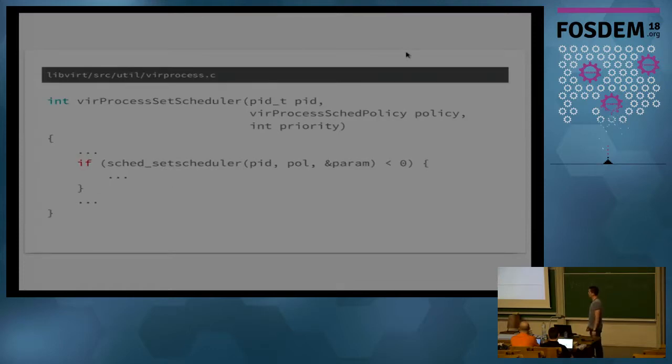How that works under the hood is, again, another kernel function. The previous one was set affinity. This time it's set scheduler. And as the name suggests, you pass in a process ID and you tell it what scheduler policy you want to be applying to that process ID. And various magic will happen, and that will get applied.